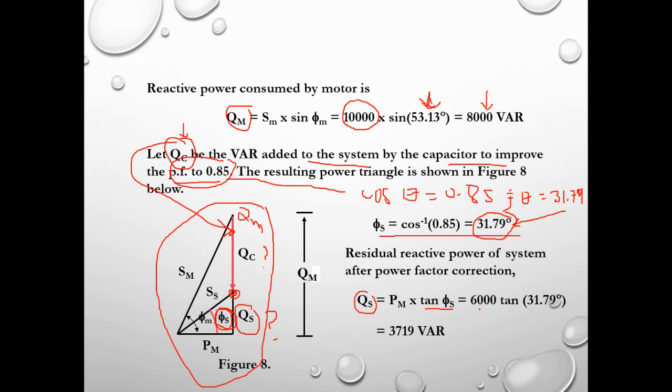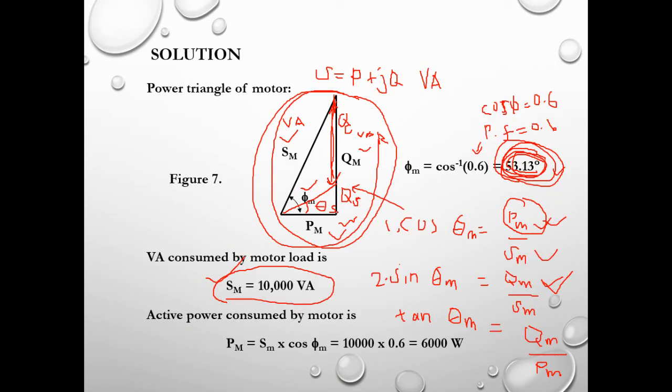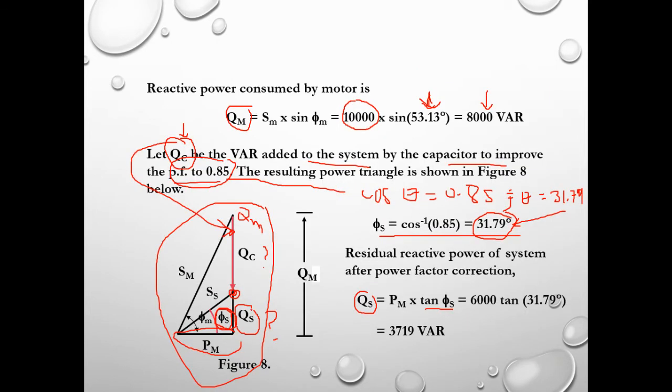PM is 6,000 watt, and it is unchanged. You can see over here PM is still the same even after QC is injected. With the new theta S of 31.79, we now get the new reactive power value, which is 3719 var.